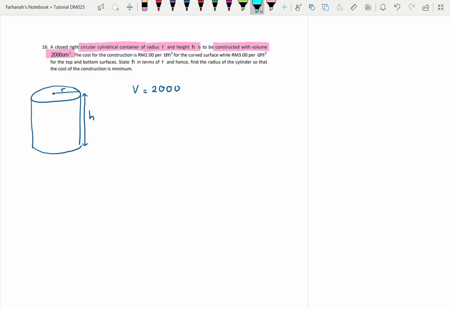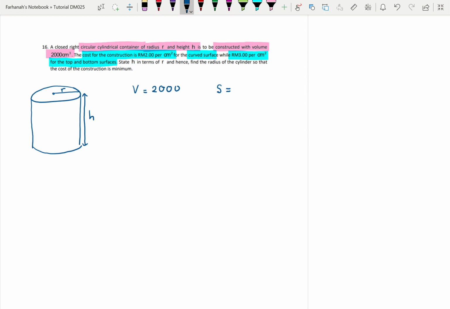Now, the question tells you the cost for the construction is RM2 per cm square for the curved surface, while RM3 per cm square for the top and bottom surfaces. Now, the question tanya awak tentang cost kan. So, first kali, cost ini mesti melibatkan kita punya surface. Now, saya akan keluarkan formula tentang surface. Surface here, kita ada dua bahagian yang bulat iaitu top and the bottom surface and also the curved surface.